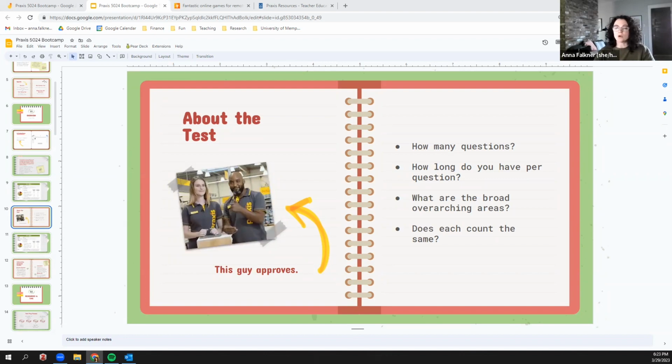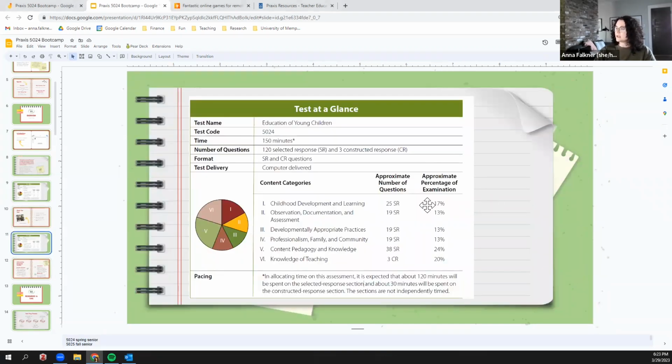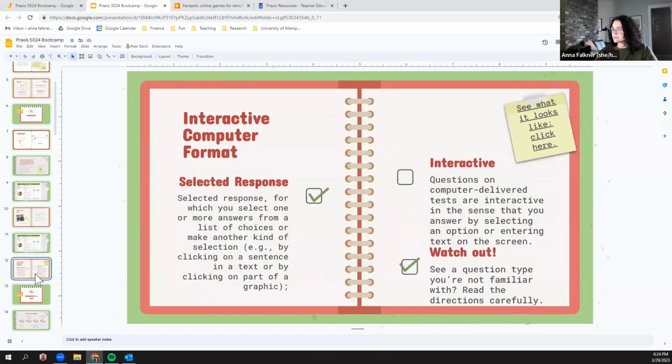And then those broad overarching areas, there's a lot of them, so I'm not going to ask you. About 10 minutes per constructed response. Yep. And then if we take a look here, you can get a sense of the number of each of these questions based on the percentage. So a big chunk of those come out of the content.